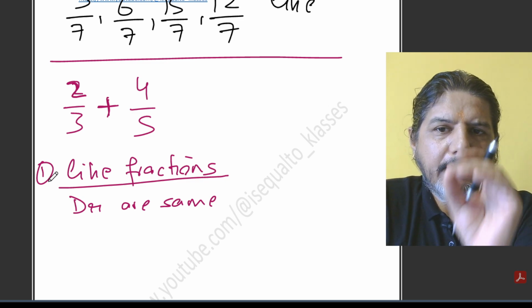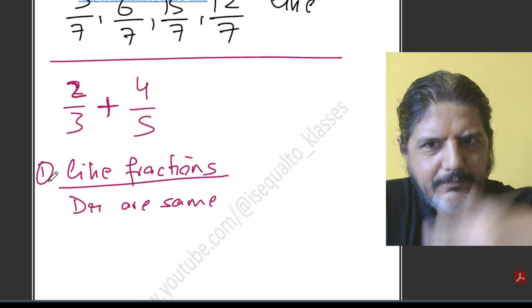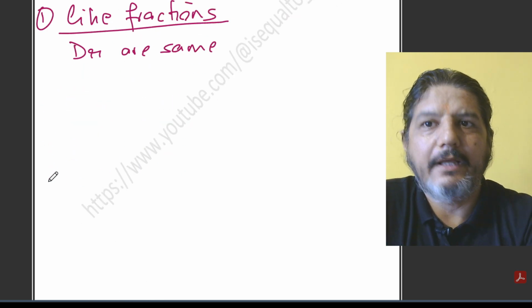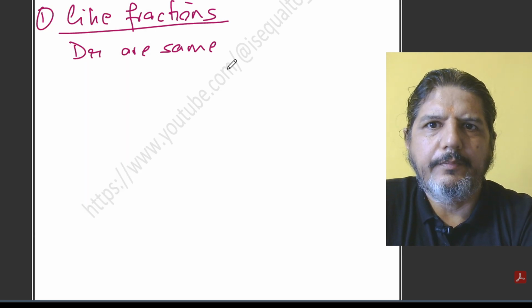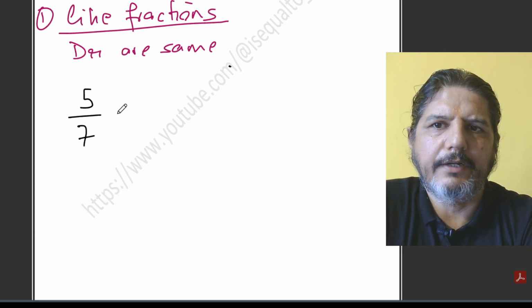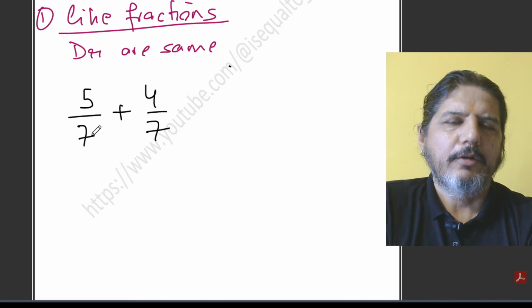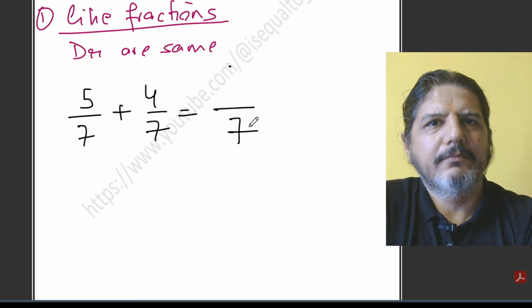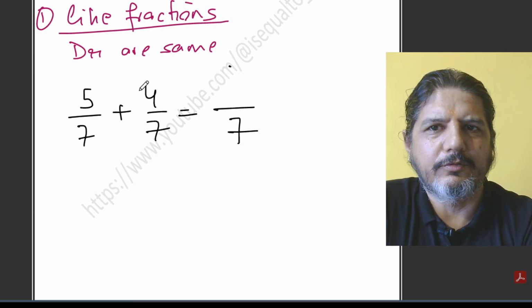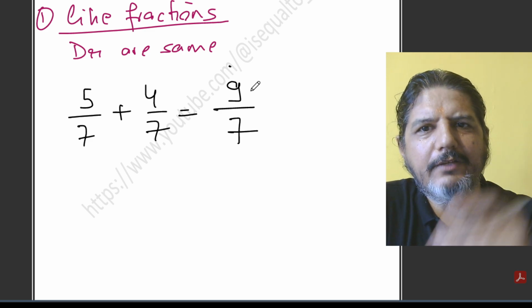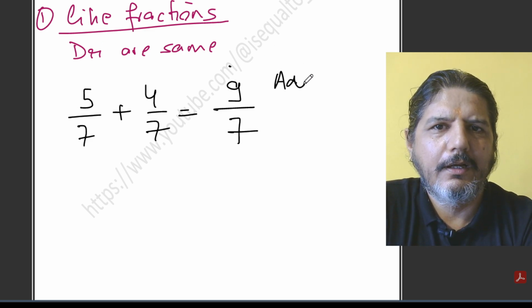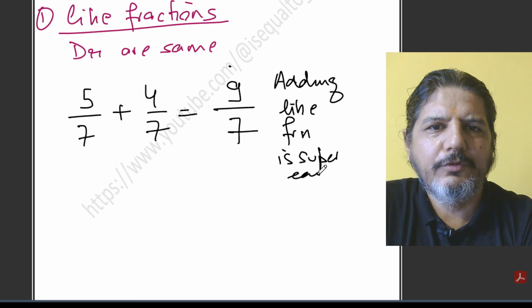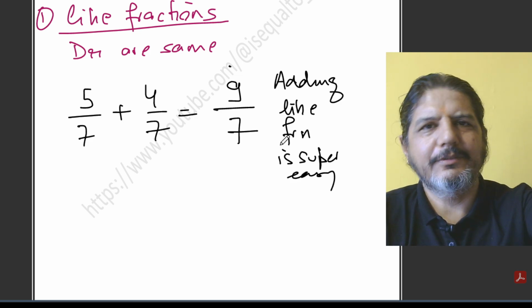If the denominators are not the same, I can't add as easily. Let me give you an example of a simple case. If I had to add these, which are like fractions, adding like fractions is very easy. All you need to do is keep the common denominator and just add the numerators. So 5 plus 4 is 9. That's it. Adding like fractions is super easy, because you don't have to do anything. Just write the denominator and simply add the numerators.